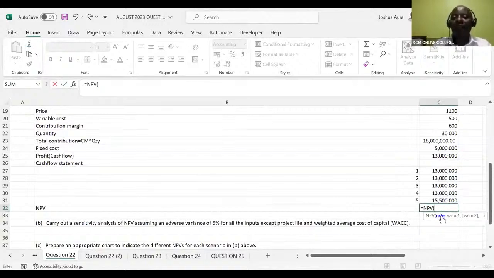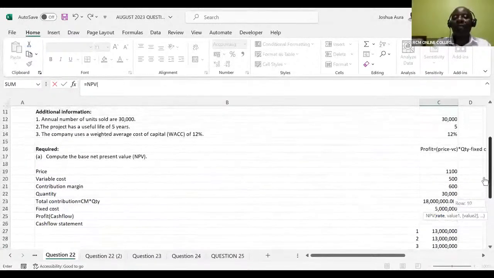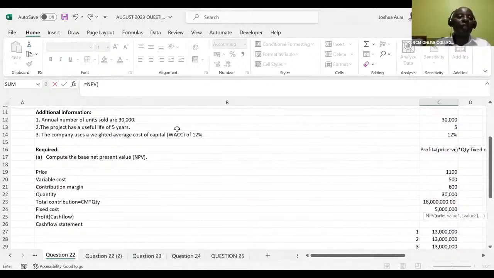Then from there, I have the rate. So the rate, ladies and gentlemen, what rate do we have? I'll come and pick the rate. Fortunately, I have it here. It was written inside here, but because I want to use it in my formula, I transferred it and put it here. So the rate is 12%. Great, I've been able to pick the rate.